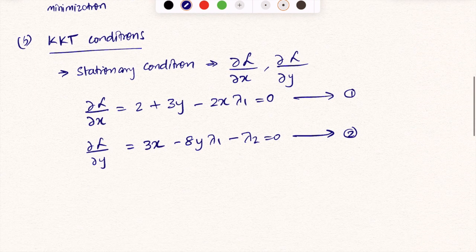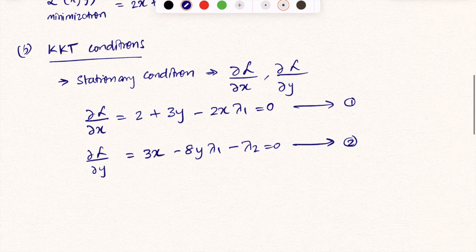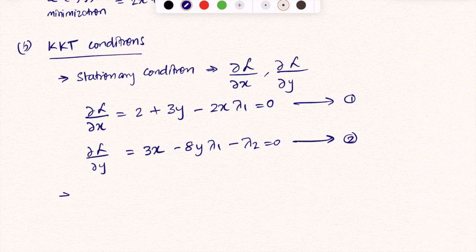Let's look at complementary slackness. Complementary slackness simply takes the constraints with the lambdas and sets it to 0. So let's look at what that would mean.